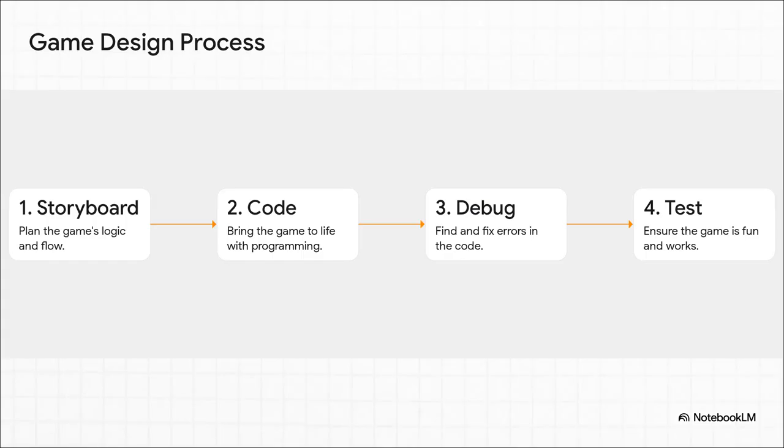And hey, building a game? It's not some kind of secret magic, I promise. It's actually a logical, step-by-step process. You start with a storyboard to plan out your big idea. Then you code it to bring it all to life. Next, you debug, which is just a fancy word for finding and fixing all the little errors. And finally, you test it to make sure it's actually fun to play. See? It's a clear path anyone can follow.